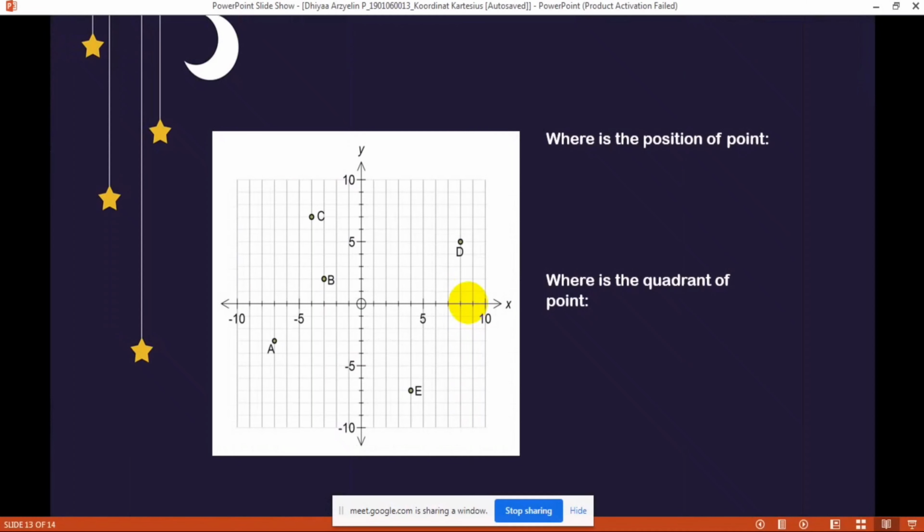So maybe you can answer this question. Where is the position of point and where is the quadrat of point?